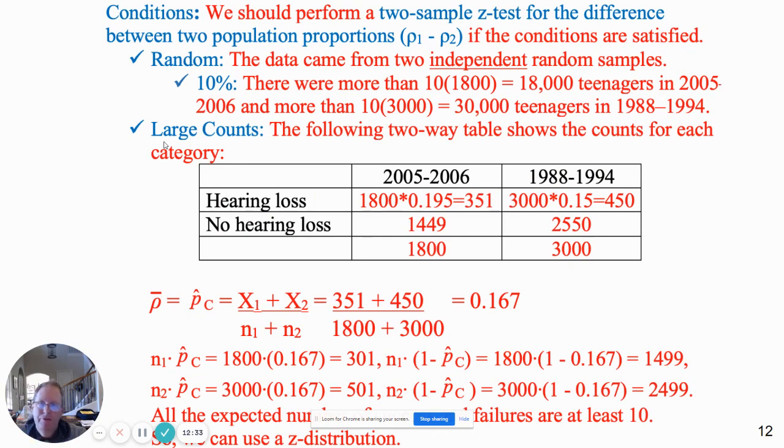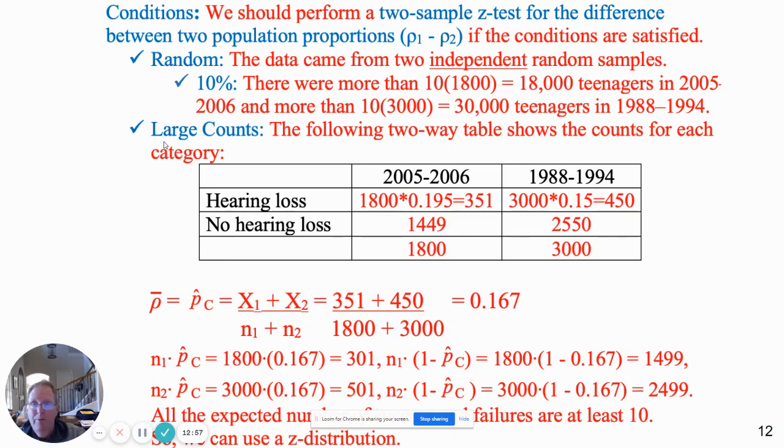So conditions. First thing we want to do is name the procedure. The name of this procedure is a two-sample z-test for the difference between two population proportions, p1 minus p2. And that can be shortened a little bit, but that name there will give you full credit. So we'll perform that test if the conditions are met.